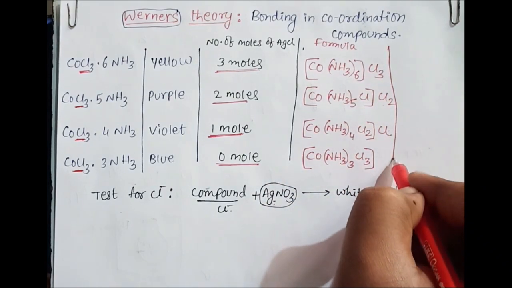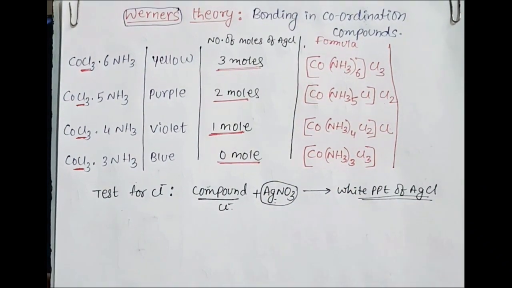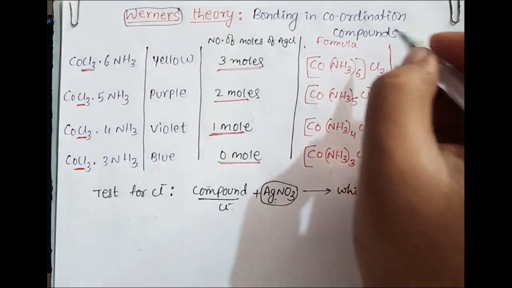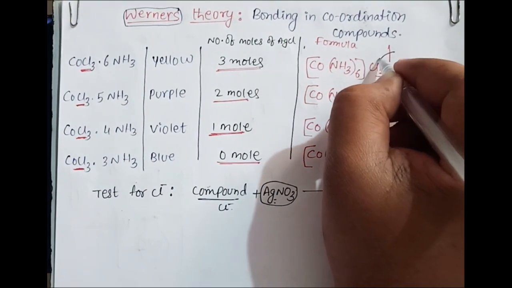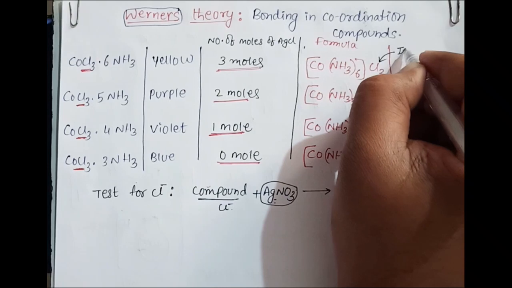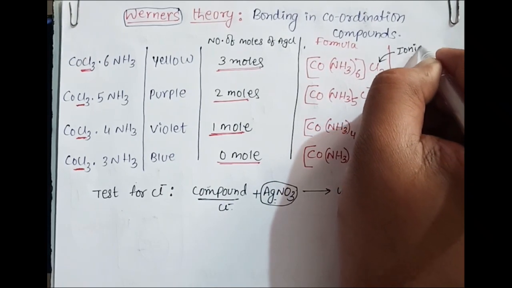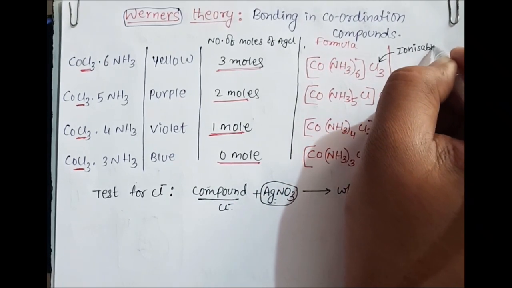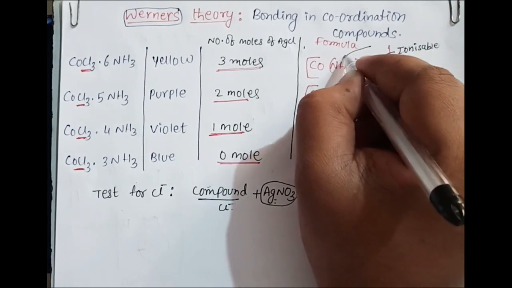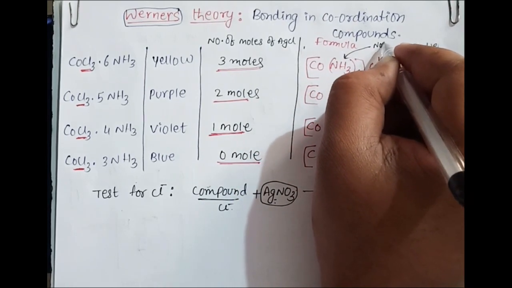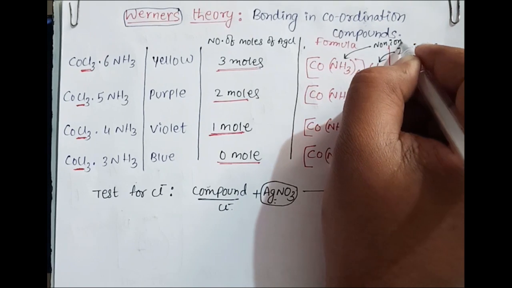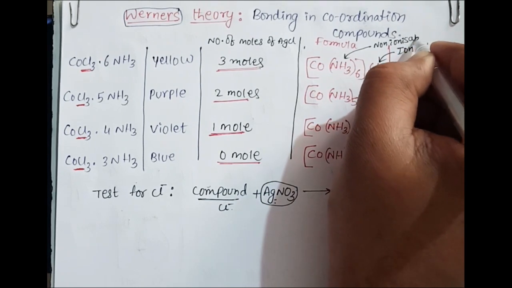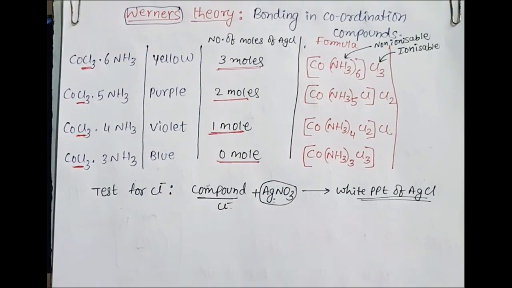This is what Werner has said. Now, so I repeat, the ligands present outside the bracket are ionizable and give their test, and those present inside the bracket are non-ionizable. Okay, understood this one? Yes. So now based on this experiment, this is the experiment he has done, let us make some postulates.